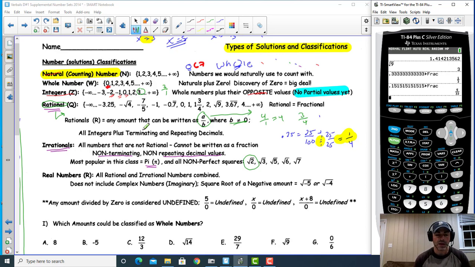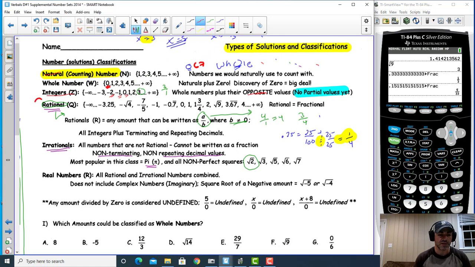It makes perfect sense. So if you take the rational and the irrational numbers and you put them together, you get what's called a real number set. And that's mostly what we work with in this class, real numbers.